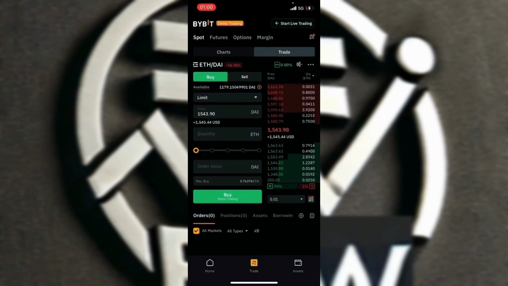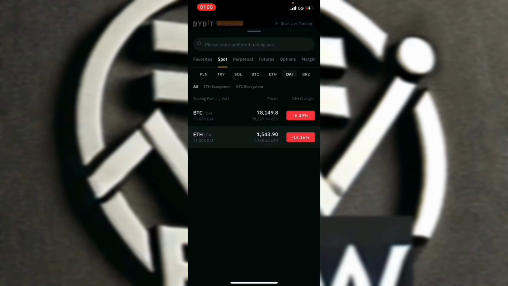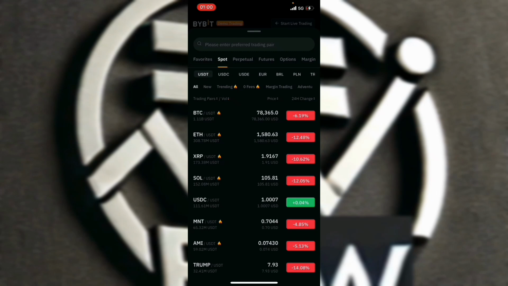So we'll now come back over here to the markets, but this time we'll come over to the USDT side. Let's compare which one is higher between ETH to USDT and ETH to USDC. So the higher one is ETH to USDC. No, ETH to USDT is higher. So let's make use of ETH to USDT.